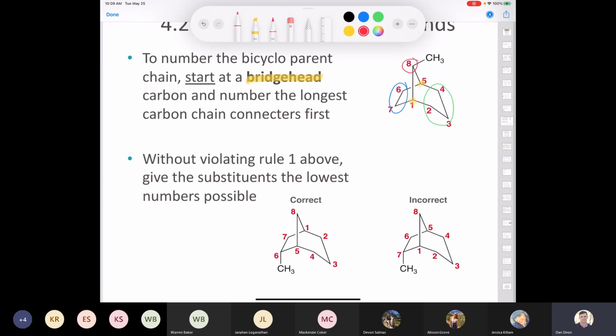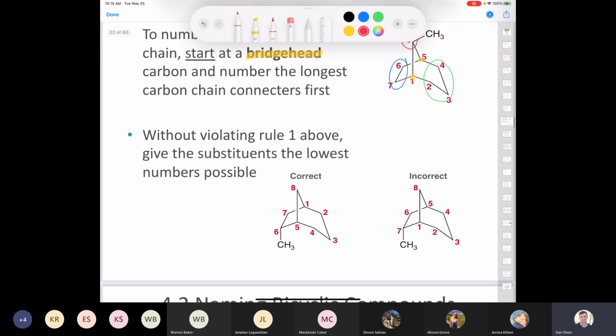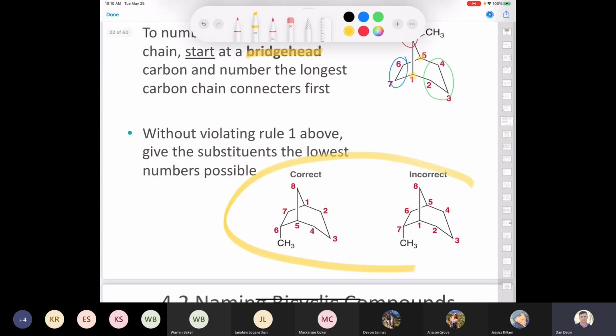Now, the next thing you want to do is, it says without violating that first rule, you give the substituents the lowest possible number. So these 2 molecules are identical. But remember, if you want to communicate with a scientist in another country, another state, another town, another city, whatever, there's only one correct way to name the molecule. Okay, you can't just be like, I'm naming it Joe. You can't do that. We've got to give it an unequivocal name.